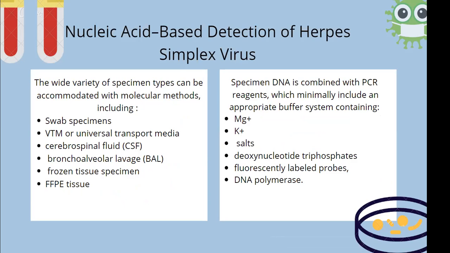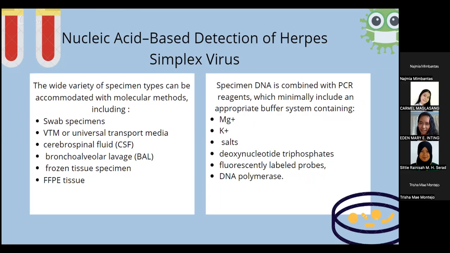So we have here the nucleic acid-based detection of herpes simplex virus. Real-time PCR followed by melt curve analysis is commonly used for the detection and typing of HSV. A wide variety of specimen types can be accommodated with molecular methods. So it includes swab specimens, VTM or universal transport media, cerebrospinal fluid, bronchoalveolar lavage, frozen tissue specimen, and FFPE tissue. PCR quality DNA can be extracted by a variety of commercially available methods. When we say methods, they could be manual or automated.